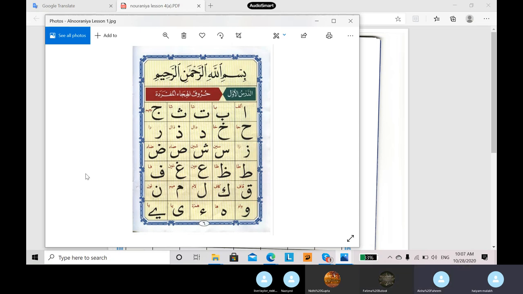Perfect. Ha. Not ha. You have to be careful between the two Has. This one is soft between these two. Ha, like Allah. Like my name, Hayam. Okay. Hamza. Not Hamza.